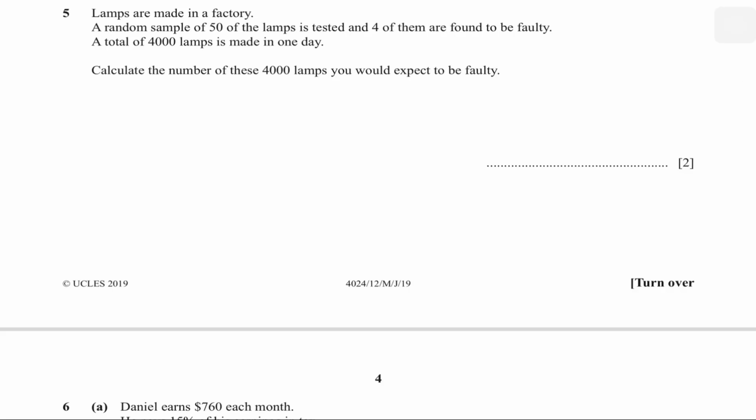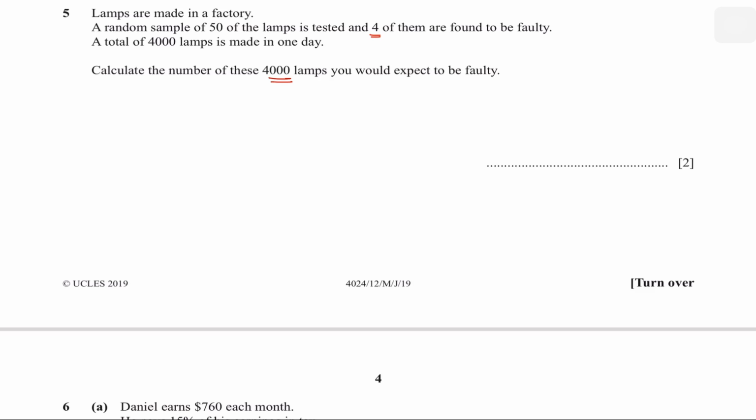Now we have question number 5, which says lamps are made in a factory. A random sample of 50 of the lamps is tested and 4 of them are found to be faulty. So let's underline 4. A total of 4,000 lamps is made in one day. Calculate the number of these 4,000 lamps you would expect to be faulty.